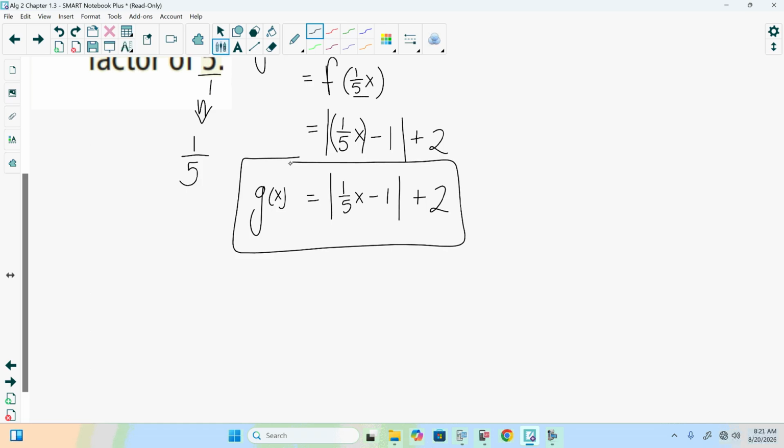Since there's nothing in front of the 1/5 x, we can just simplify the parentheses. We can drop them, telling us it's 1/5 x minus 1 plus the absolute value of 1/5 x minus 1 plus 2.